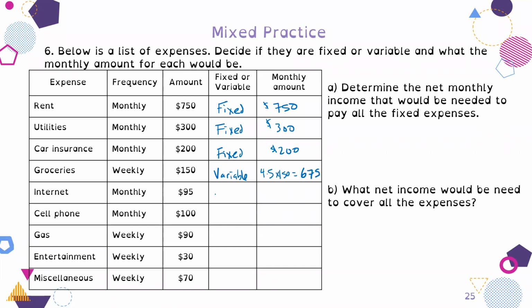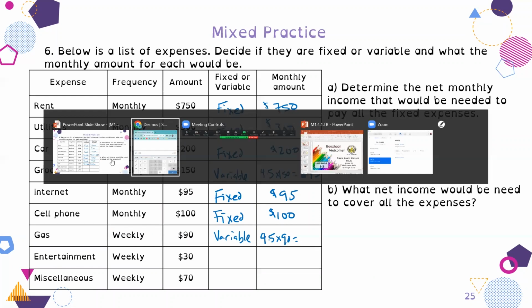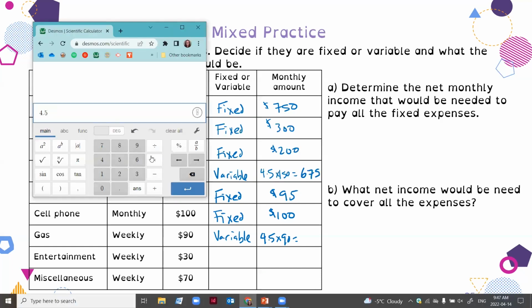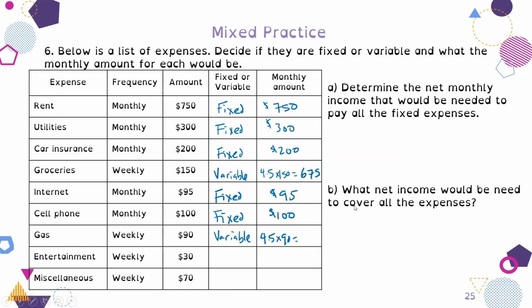Internet is monthly for $95. That's fixed. Cell phone is monthly for $100. That's also fixed. Gas is weekly for $90. That's variable. You don't know how much gas you're necessarily going to use. So again, 4.5 times 90 equals $405 a month in gas.